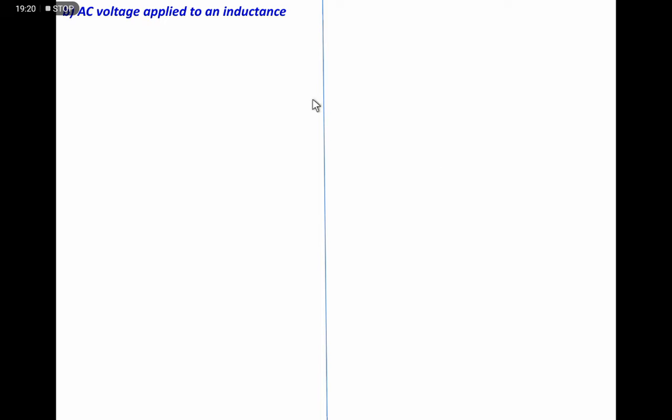When inductance is there in the circuit and current passes through the inductance, the flux changes and EMF is induced. This induced EMF is the back EMF. We already studied about the inductance. This is the diagram. Inductance is connected across the AC generator. Key is there in the circuit.